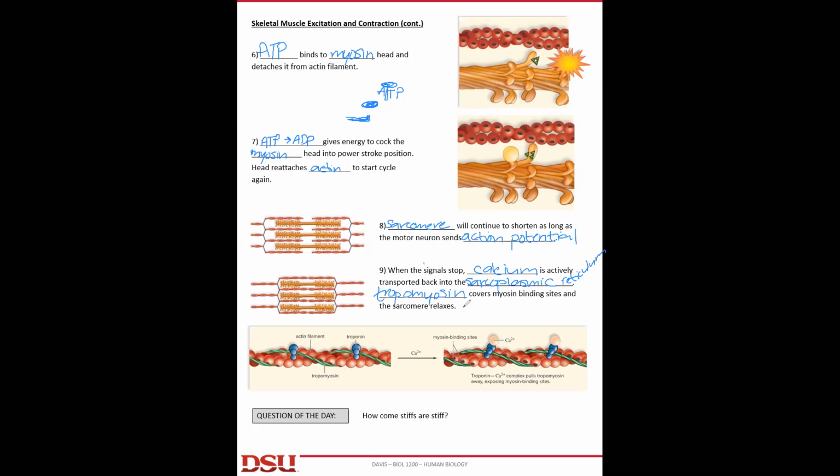So when that message is taken away, our gate closes, and tropomyosin closes and covers up the myosin binding site again, and the sarcomere stops contracting.